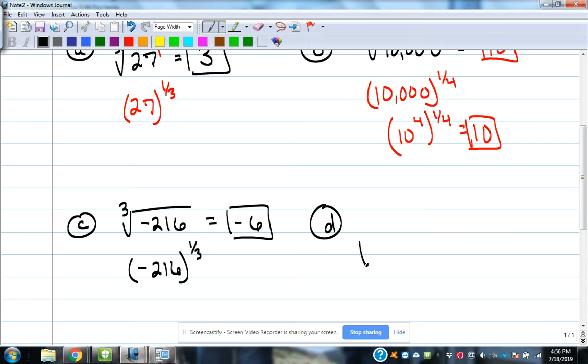Let's throw a fraction in there. So the cubed root of 125 over 512. This one is a fraction inside of a radical. And anytime you have a fraction inside of a radical, one of the things you would look to do is simplify the fraction. So check to see if 125 over 512 will simplify.